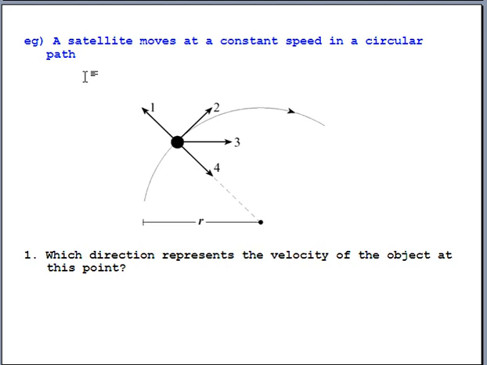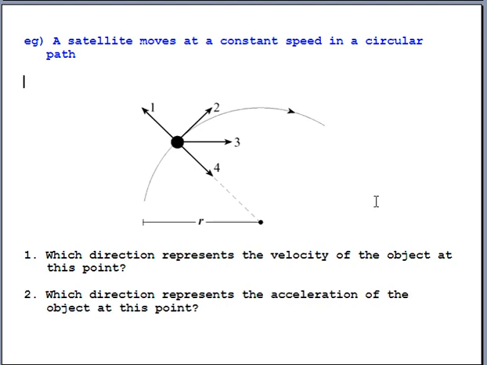It says a satellite moves at a constant speed in a circular path, and the test question said, which direction represents the velocity of the object right now? Which way is it going? So I'll let you think about that for a second. And the way that it's going, well, it's going around the circle. And so if it's going around the circle, you should have said the correct answer is 2. 2 is the way that it's going.